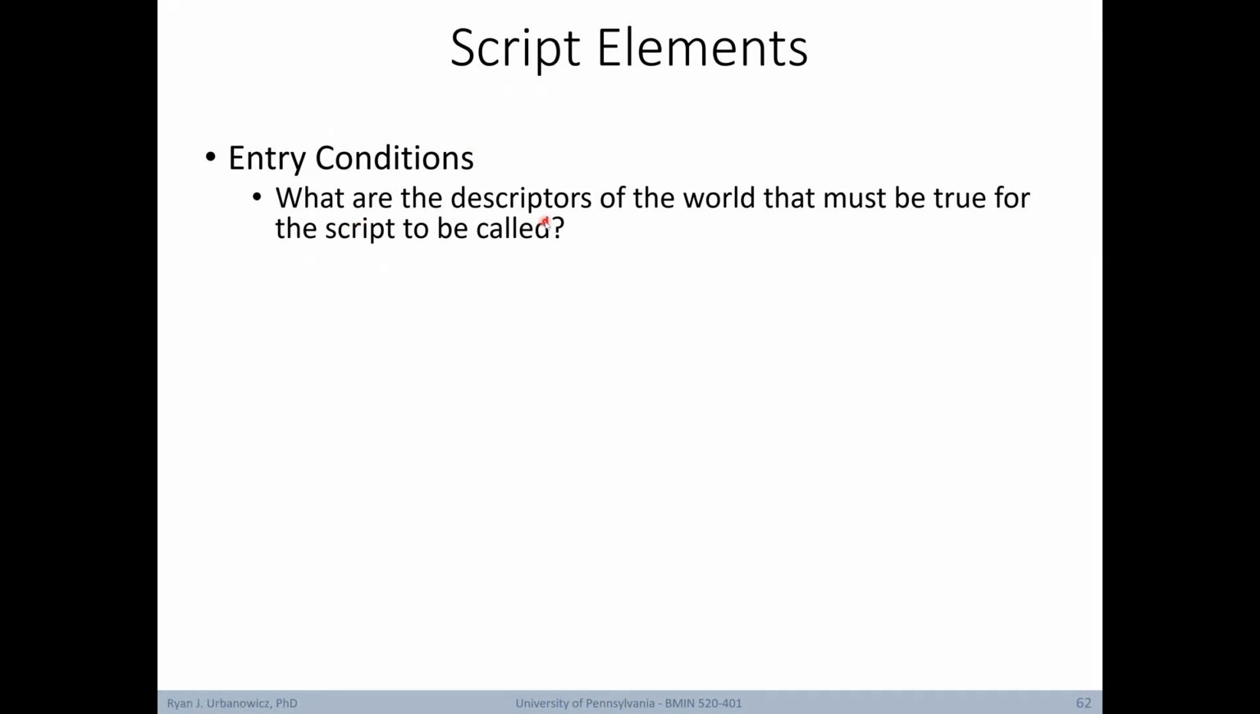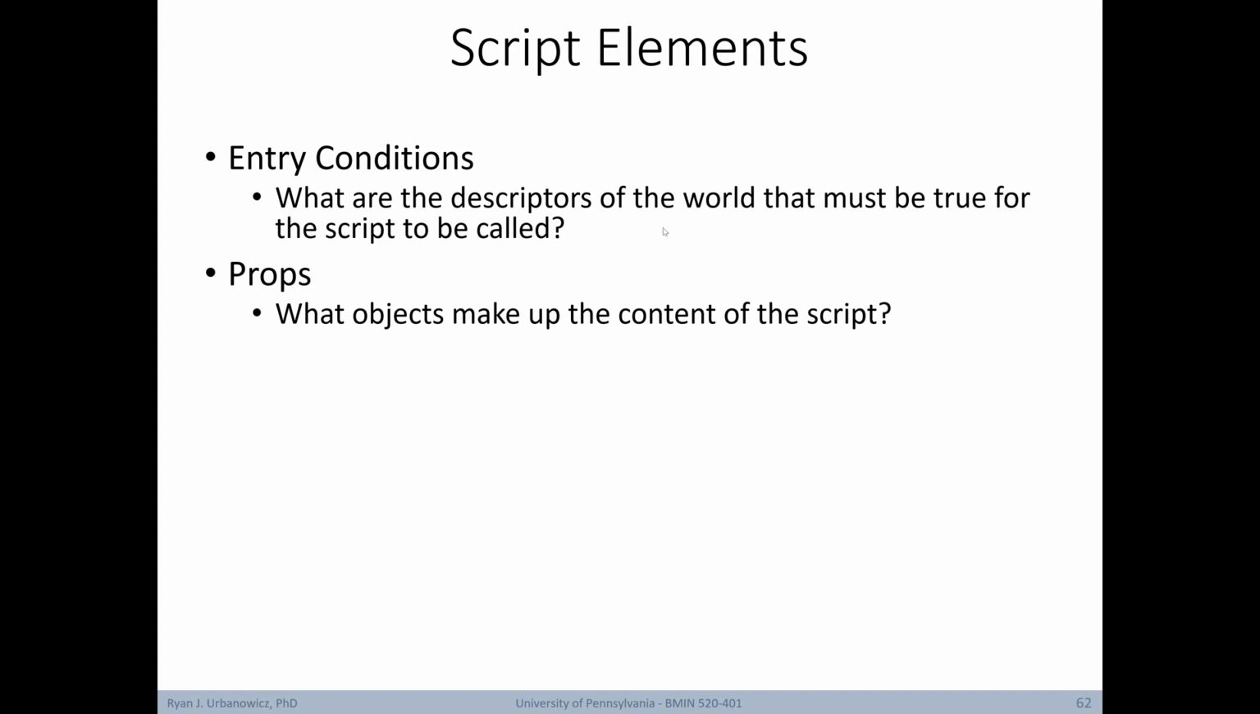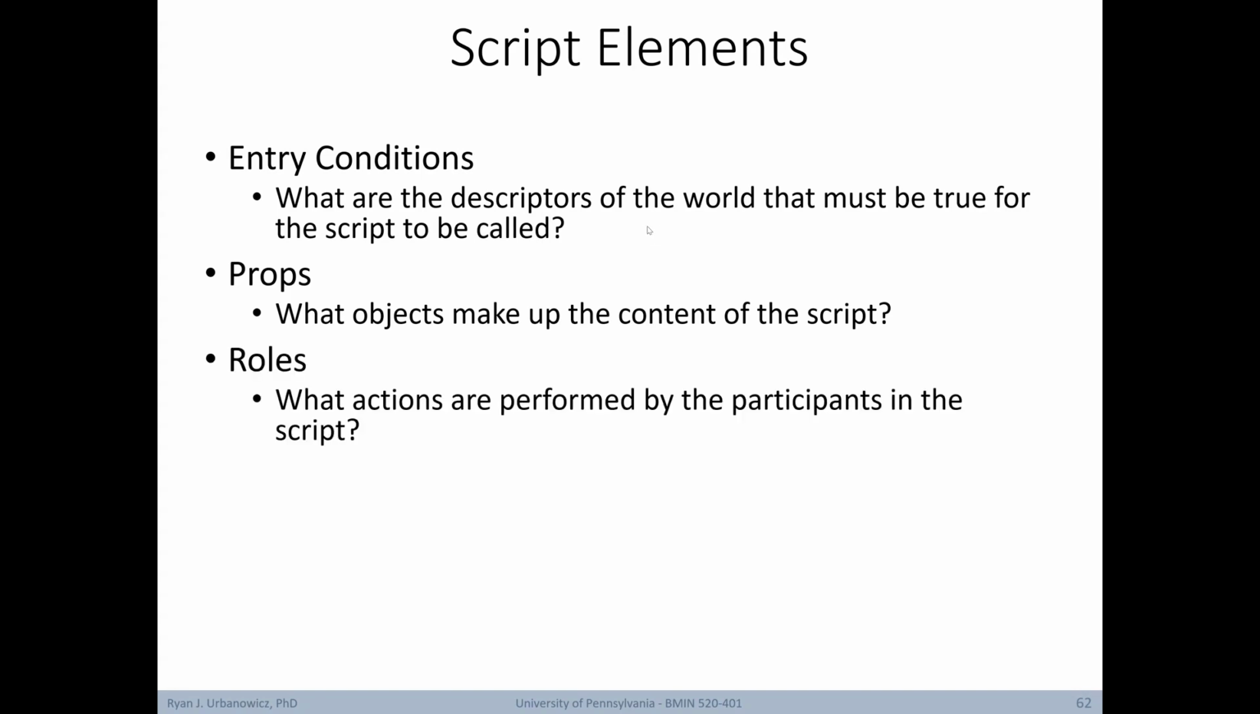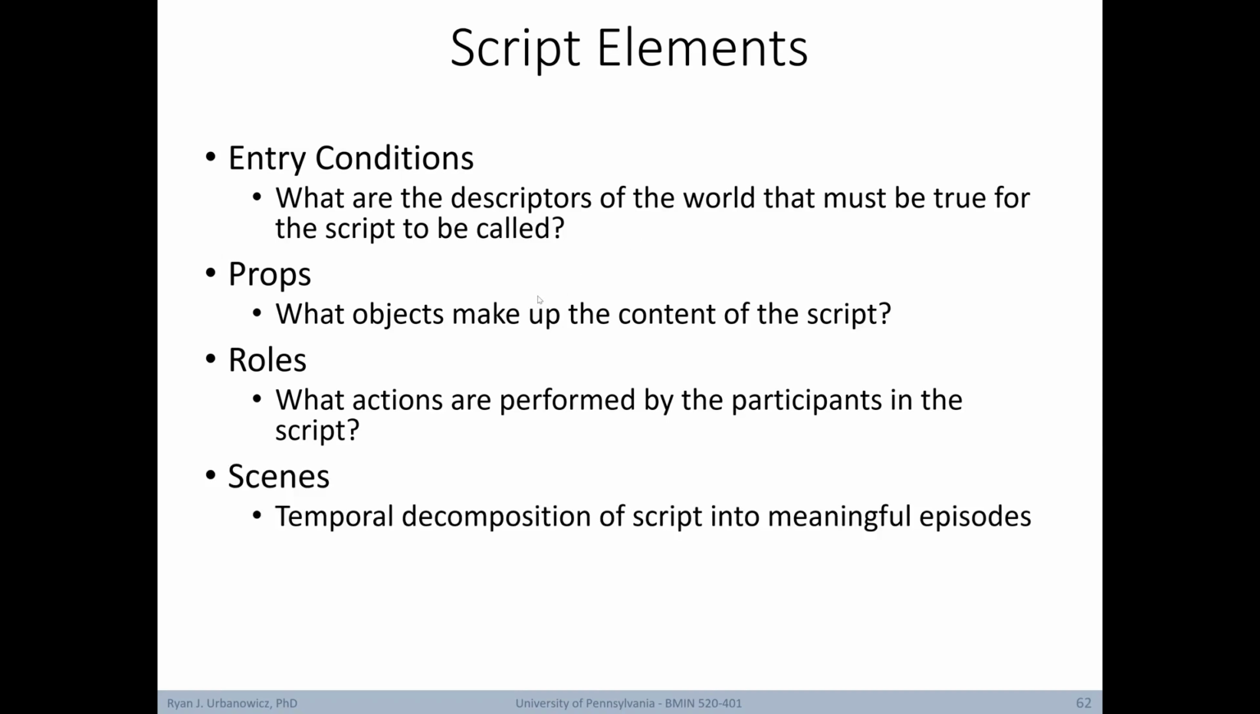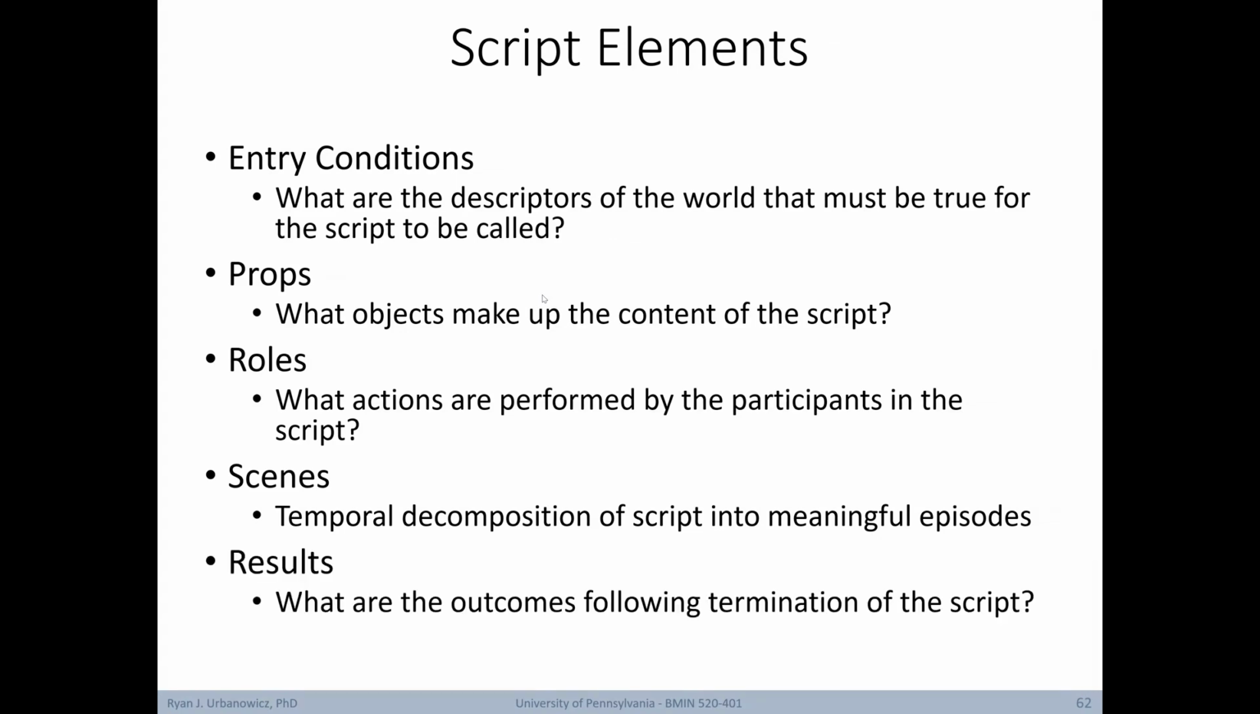In other words, what are the descriptors of the world that must be true for the script to be called? This is similar to the if part of an if-then statement. Then we have the props. These are the objects that make up the content of the script. Then we have roles, what actions are performed by the participants in the script, and scenes, temporal decompositions of a script into meaningful episodes. Lastly, we have the results. What are the outcomes following termination of the script?